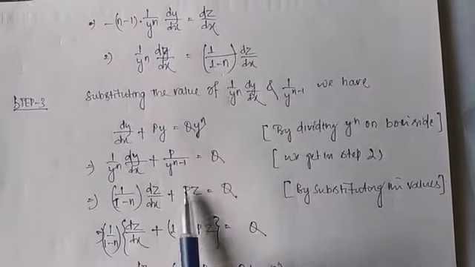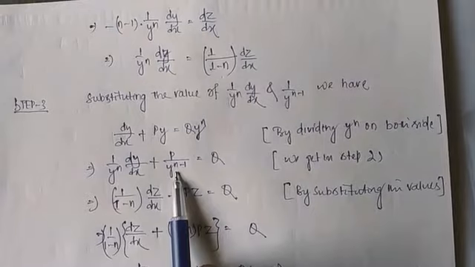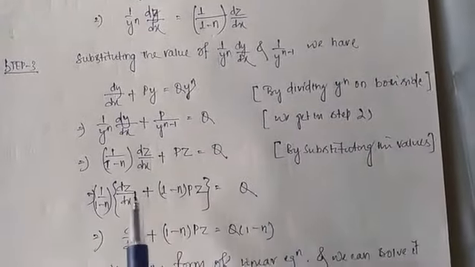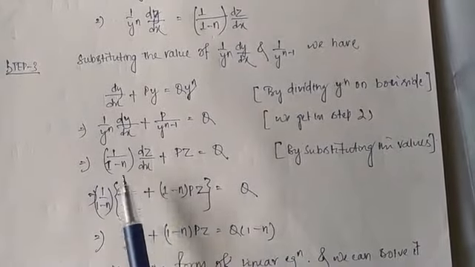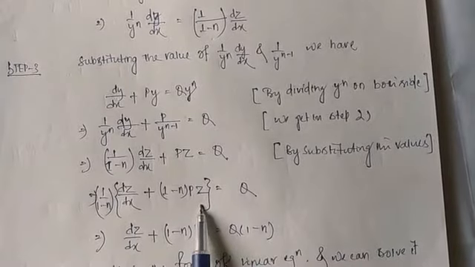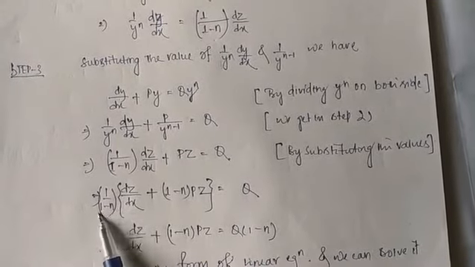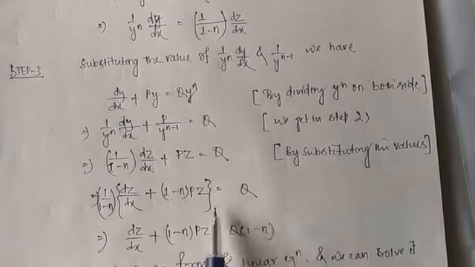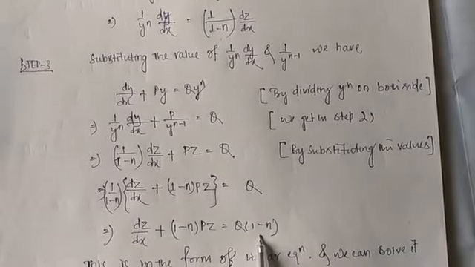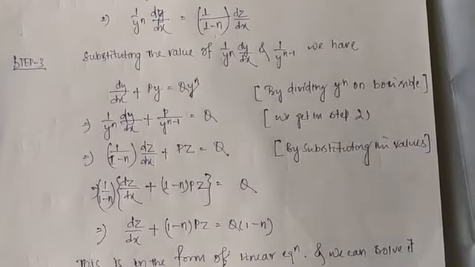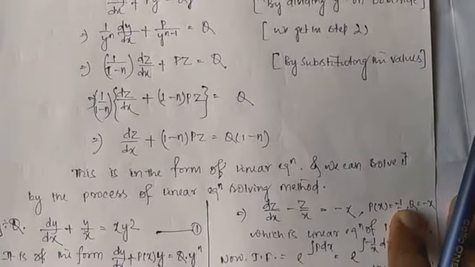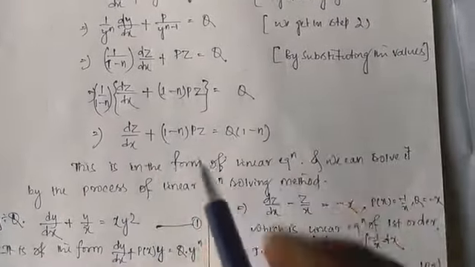Similarly, substituting 1 by y to the power n minus 1, that is equal to z, we will have this. So by taking common 1 by 1 minus n from these two terms, this equation is converted like this. After that, by multiplying 1 minus n with q, we will have the equation of the form dz by dx plus (1 minus n)pz, that is equal to q into (1 minus n).